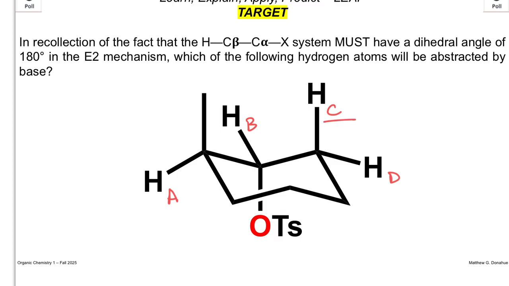So of the beta hydrogens, so there's alpha, beta prime, and beta. HA will never eliminate. HD will never eliminate. If you draw the other chair conformer, you put in those hydrogens, the tosyl group is equatorial, so it doesn't matter if a hydrogen's axial or not, it still can't eliminate.